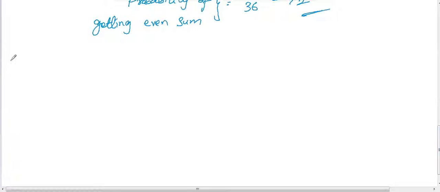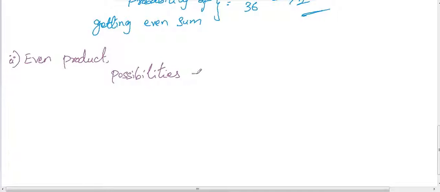Now find the probability of getting an even product. First write down the possibilities of getting an even product. So how do we get an even product? If we multiply two even numbers, we'll get even numbers. Also some odd number into even numbers, like 1,2; 1,4; 1,6.